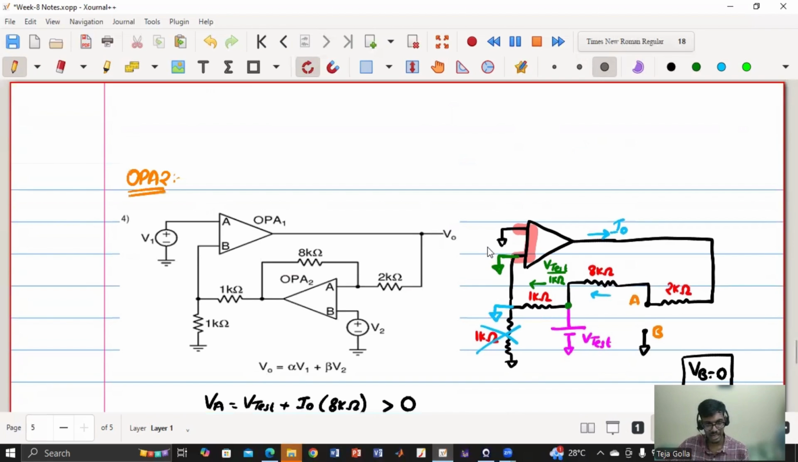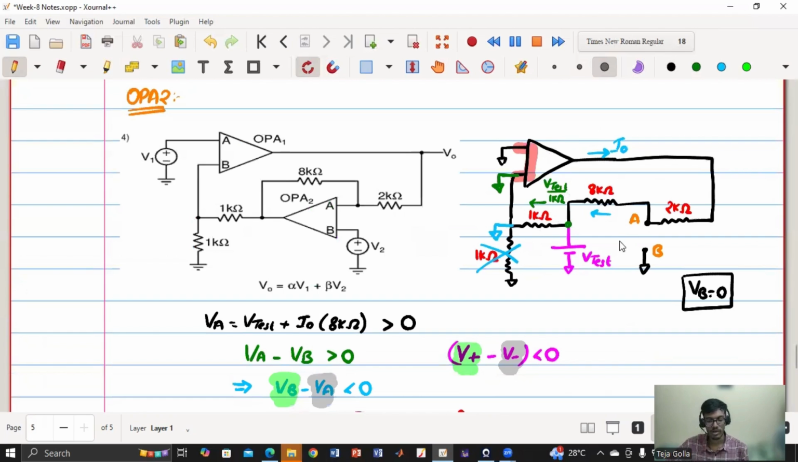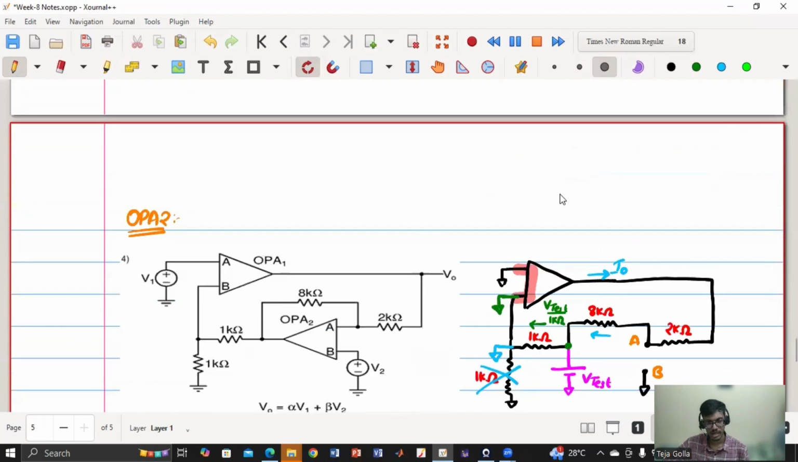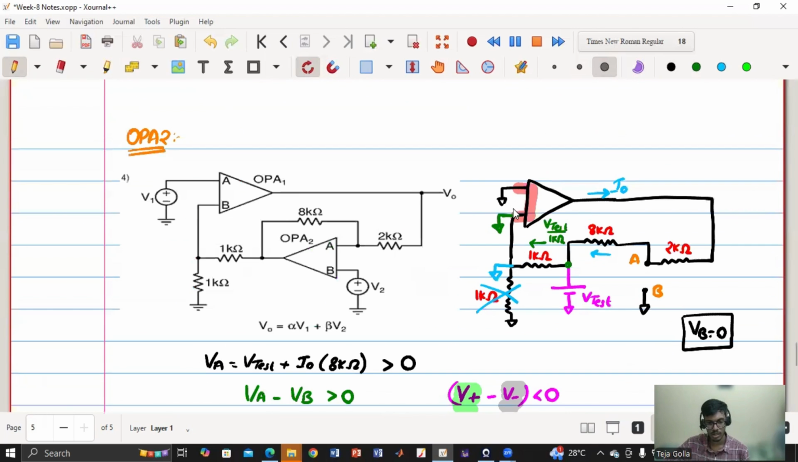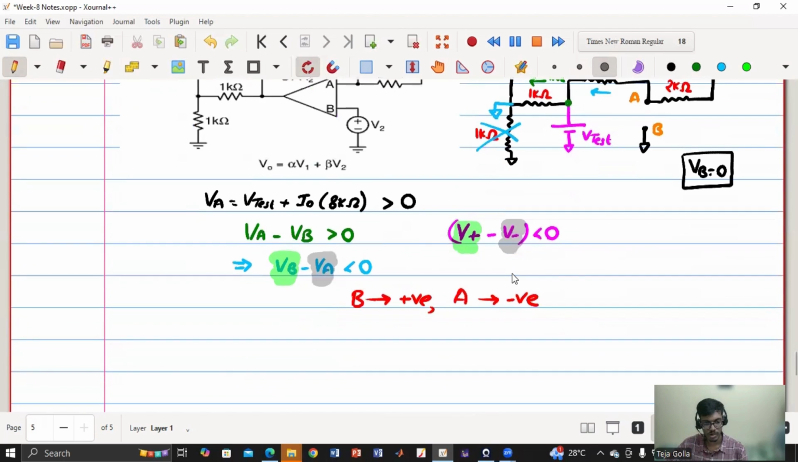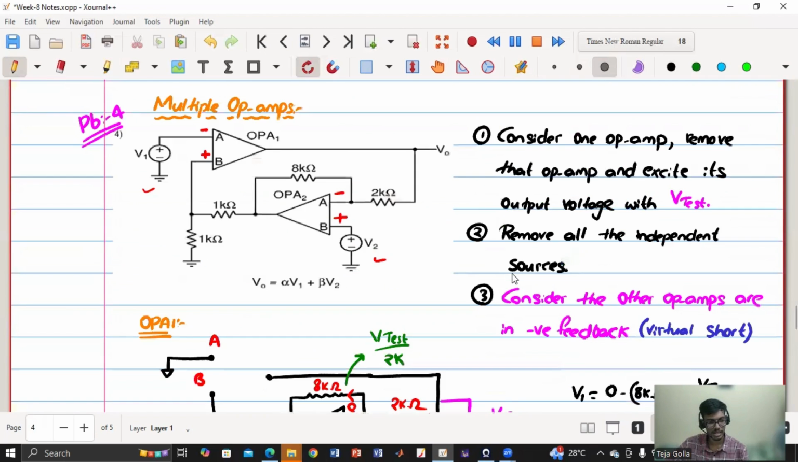So we are basically assuming that the circuit is connected in negative feedback, and now we are finding out what the terminals are. We are assuming that condition and using that result. What is that result? They are virtually shorted, and we use that condition to find out which terminal is positive and which is negative. Is that clear to everyone? How we have done this?